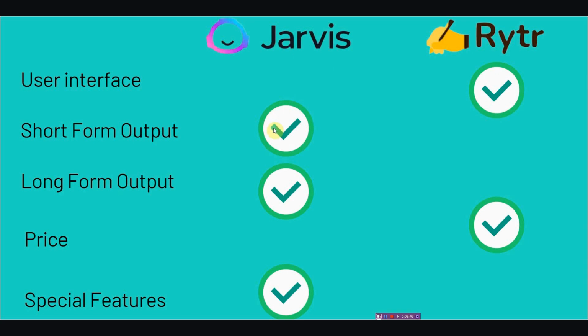Second thing is short form and long form content. I believe, judging by Grammarly Premium, the numbers, and me reading both, that Jarvis is better when it comes down to short form and long form output. It does a really good job when it comes down to content. It's probably the most accurate AI I've seen. Rytr did an okay job, but Jarvis just did a better job.